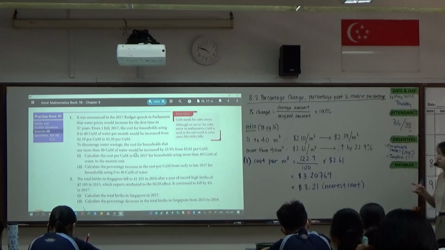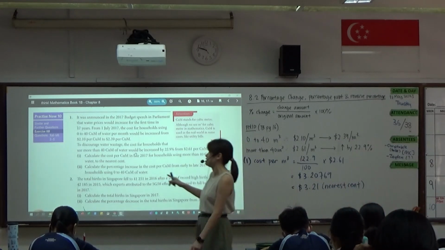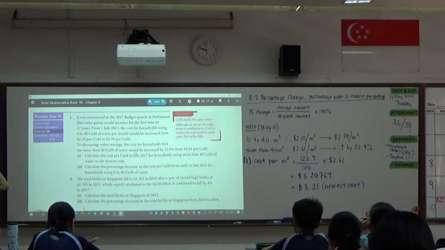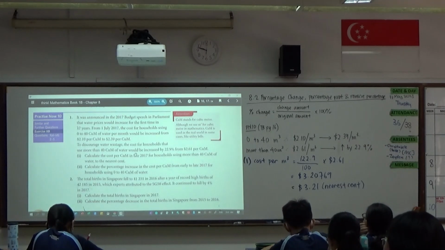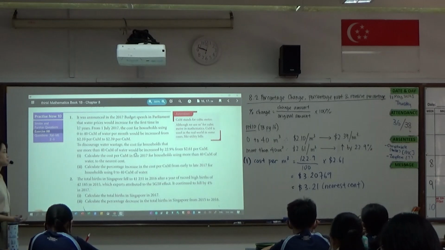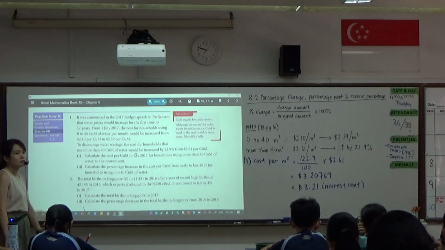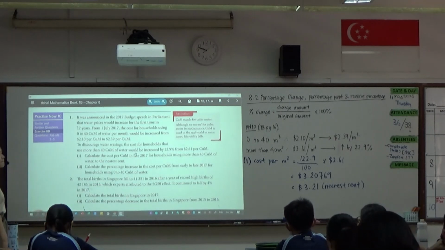So this is the expectation when it comes to money. In fact, in this question, they did remind you that it's supposed to be nearest cent. But it's not all the time that way. We need to realize that money should always be nearest cent. So that will be the answer for part I.